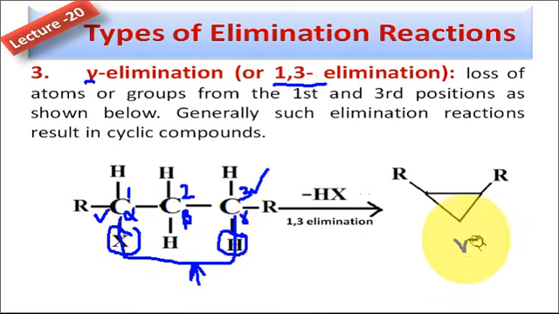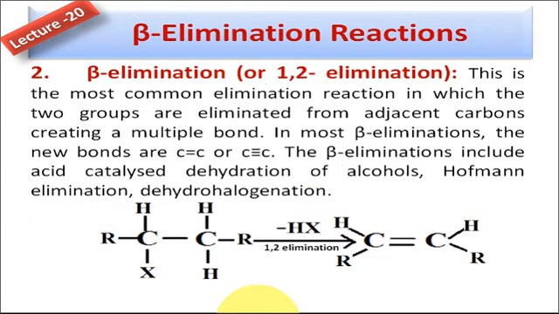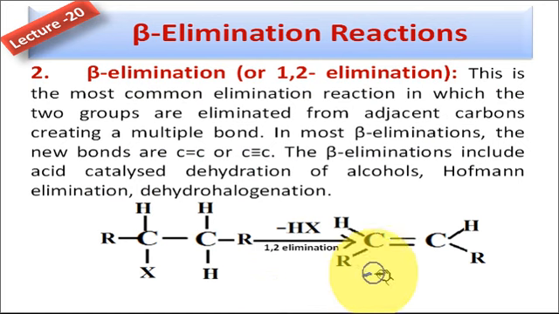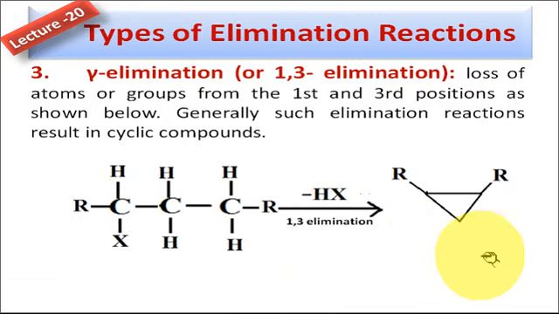So this kind of reaction results in a cyclic product, while in the previous two reactions there is the formation of an unsaturated compound. In the first reaction, that is the alpha elimination, formation of a carbene or nitrene takes place because the elimination occurs from the same carbon atom, while in beta elimination there is the formation of an unsaturated compound, an alkene, and in gamma elimination there is the formation of cyclic compounds, as here a tricyclic compound is formed. So this is the 1,3 elimination reaction.